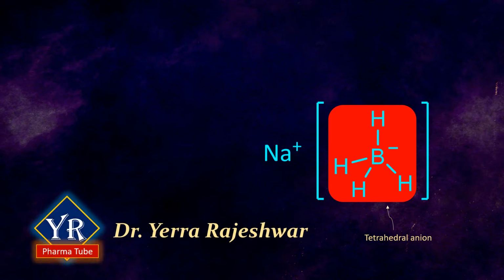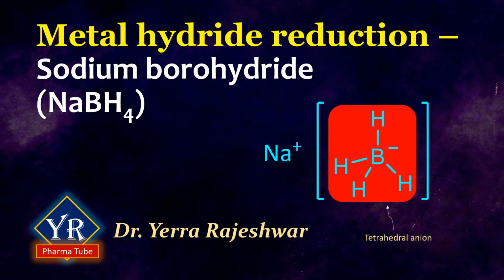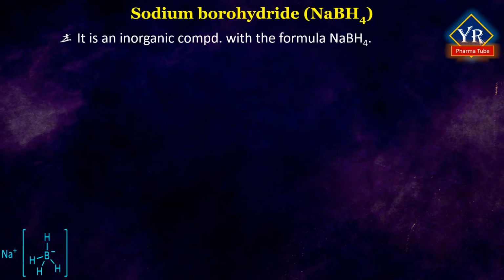In the last video, we understood the terms such as hydride, metal hydride and metal hydrides as reducing agents. In this lesson, we shall learn one of the metal hydride reducing agents, that is sodium borohydride, which is employed in many synthetic reactions. Sodium borohydride is an inorganic compound with the formula NaBH4.